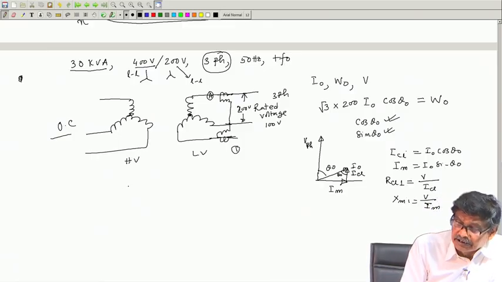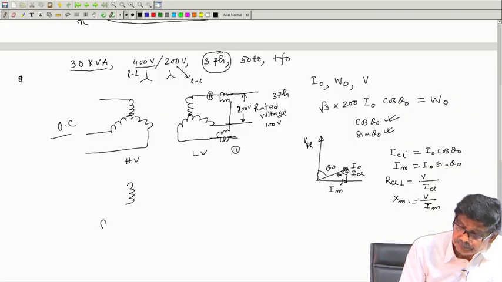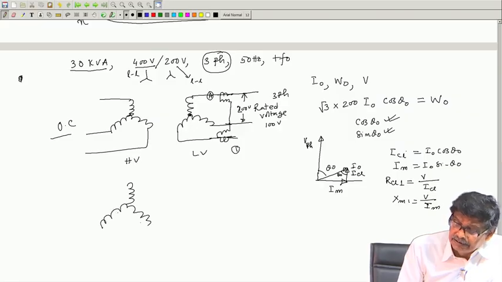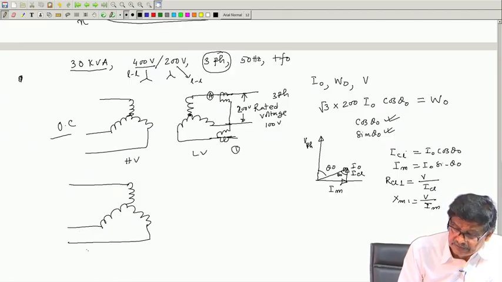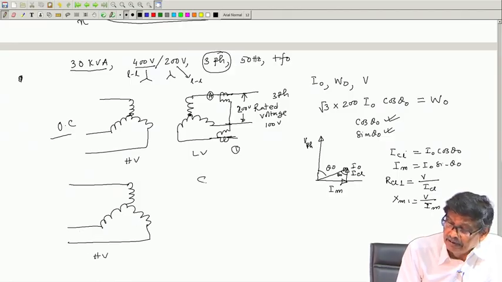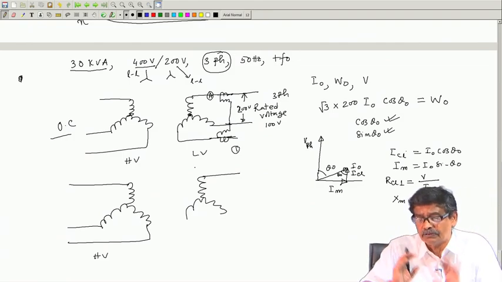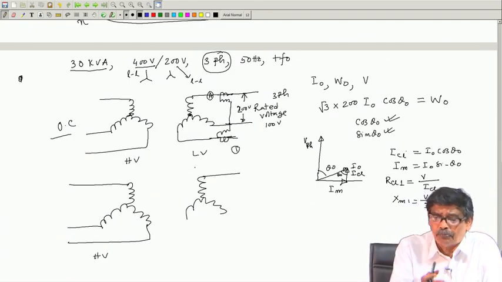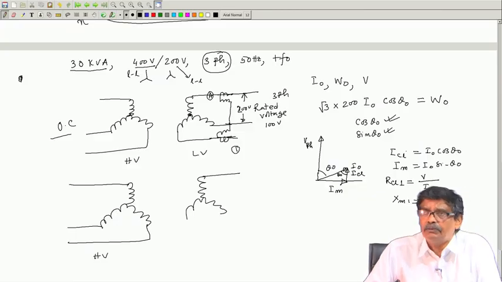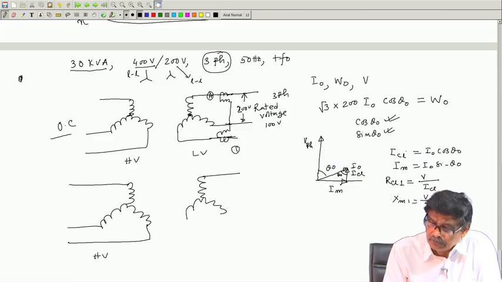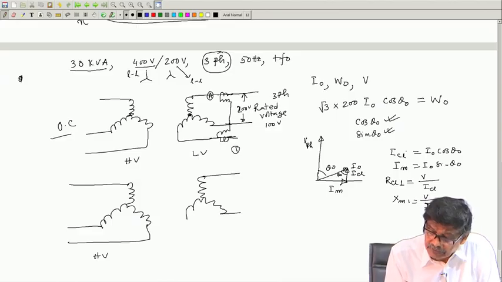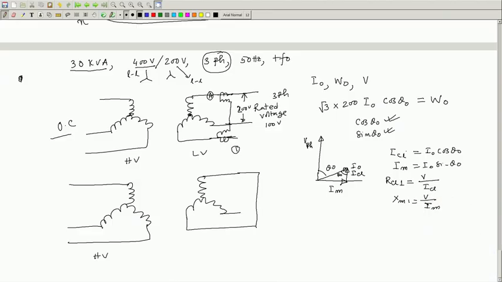Similarly, while doing the short circuit test, what should I do? Generally, the short circuit test is done from the HV side, and the LV side is kept shorted. Of course, for this rating it does not really matter, because it is only 200 volt, 400 volt. In the laboratory all the voltages are available, and hopefully the meters required will also be available there. So, the LV side you can short.